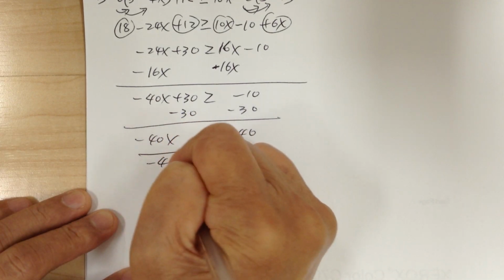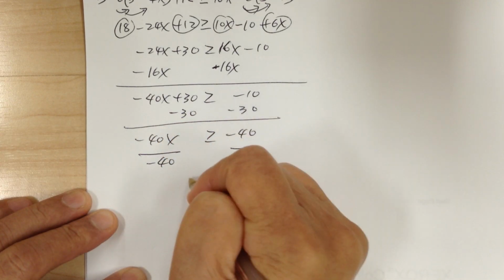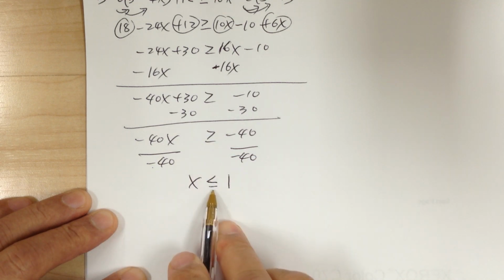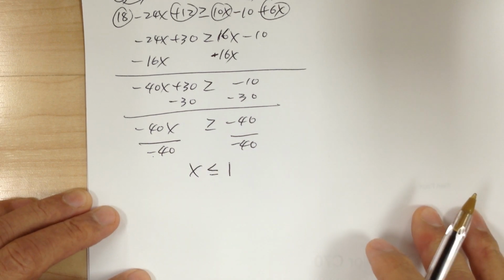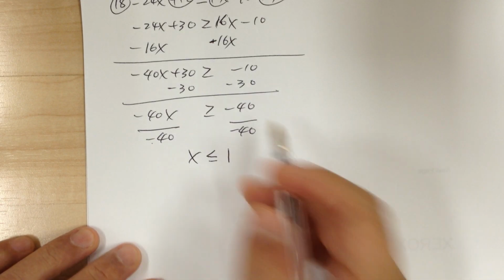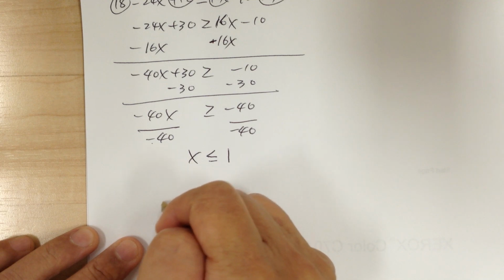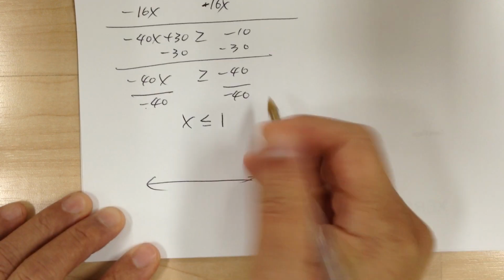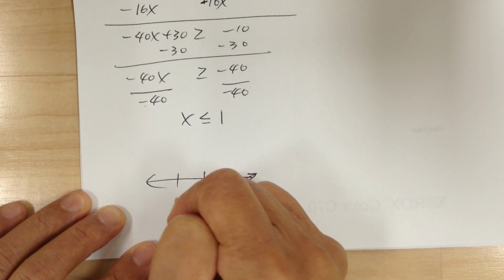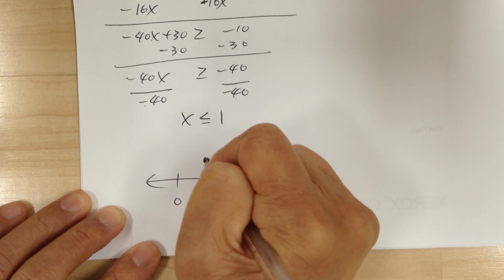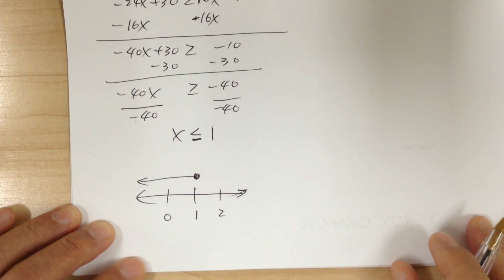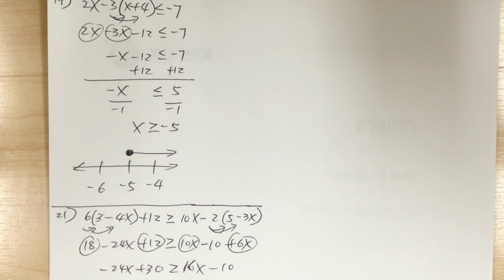Divide both sides by negative 40. So you get x is less than or equal to 1. Again, when you divide by a negative number, the arrow has to change direction. Okay. And so when you're doing the graphing, so this is 1, so it'll be 2 and 0, and this is going to be a closed circle because of that, and graph. Okay.